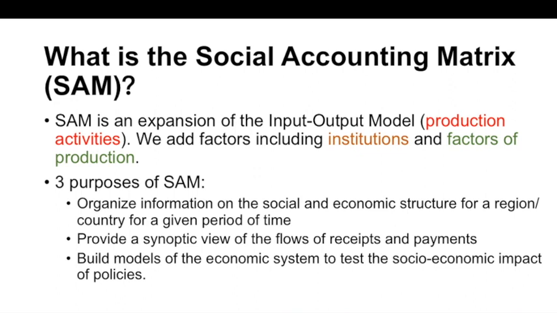So the social accounting matrix has three purposes. The first one is to organize information on the social and economic structure for a region or country for a period of time. Second, this model tries to provide an overview of the flows, receipts, and payments in the economic system. And thirdly, this model is trying to form a statistical basis for building models of the economic system to test the socioeconomic impact of policies.